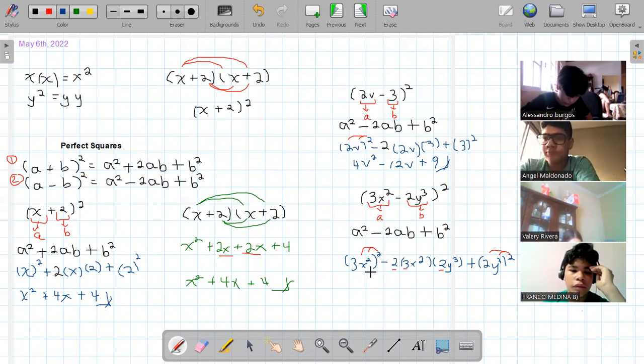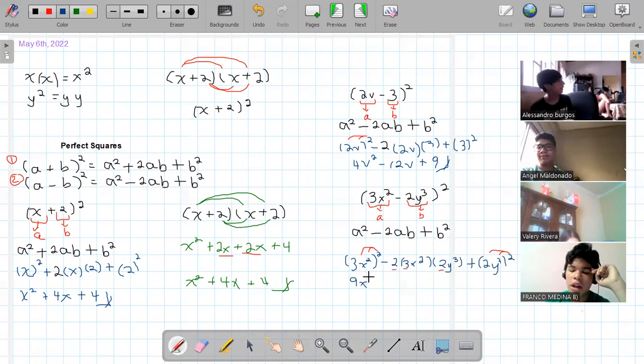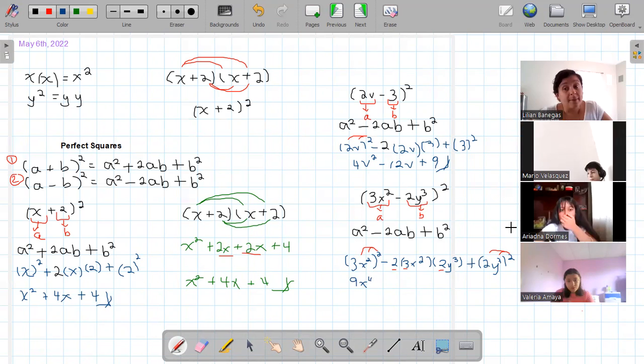Okay, so let's see. 3 to the square. How much is 3 to the square? 9x. 9x to what power? To the fourth power. Why is it 9 and not 6? Because it is not 3 times 2. It is 3 multiplied twice. Okay. And in here, since power of a power, we multiply the exponents.